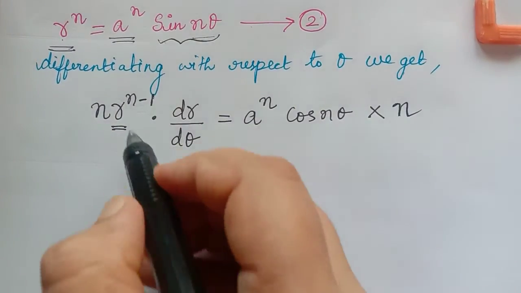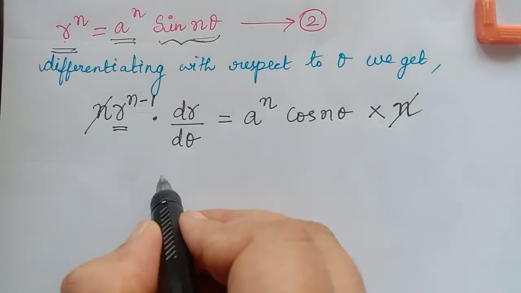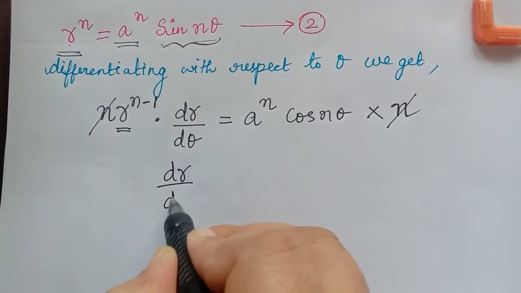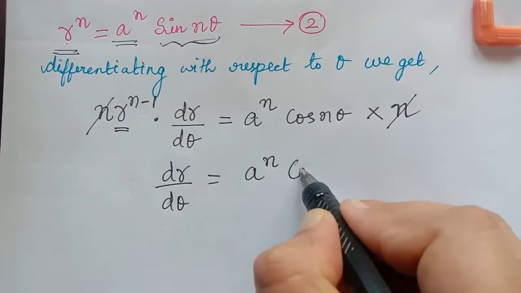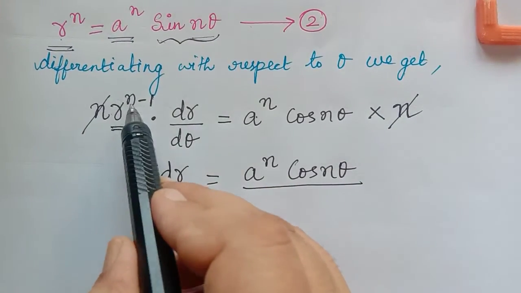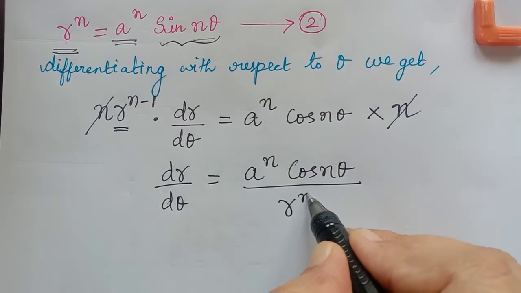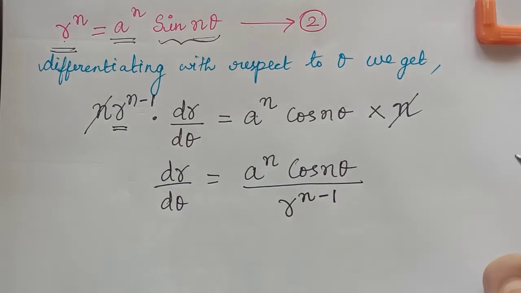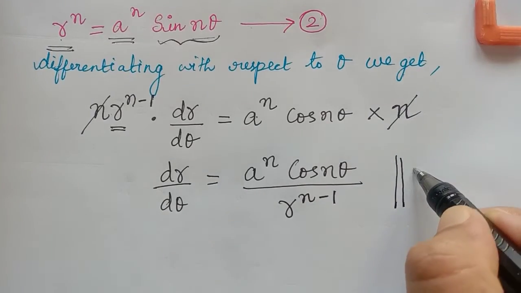And from this we see that the n on the left and the right gets cancelled, and therefore dr by d theta will be equal to a to the power n cos n theta divided by r to the power n minus 1. When it comes from the left to the right, it goes to the denominator and it becomes r power n minus 1. So this we have evaluated, that is dr by d theta.